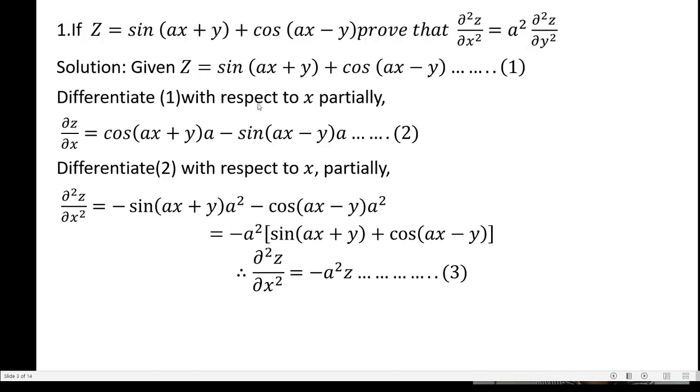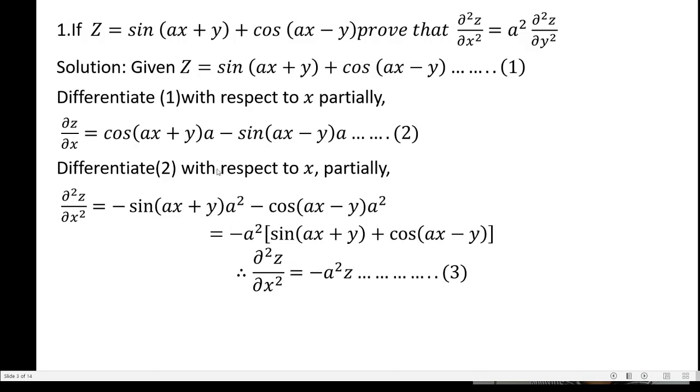Differentiate this equation 1 with respect to x partially. What we have, del z by del x is equal to cos(ax + y) into the differentiation of ax + y with respect to x, which is a, minus sin(ax - y) into the differentiation of ax - y with respect to x, which is a. Is it a? Because a into 1 minus 0 is a. Consider this as equation number 2.